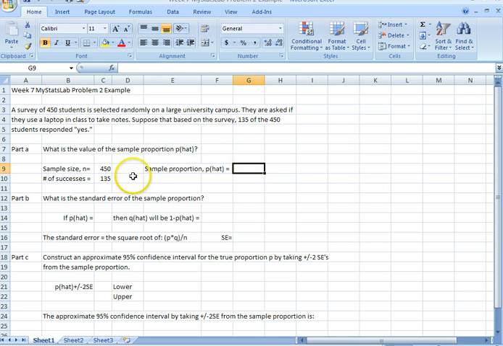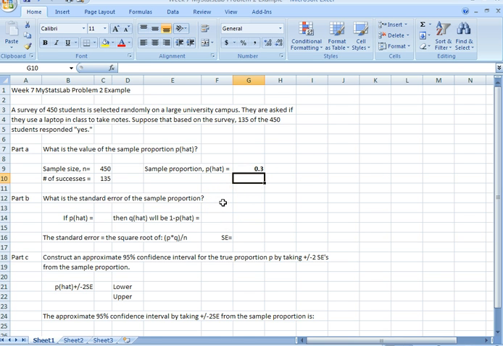And for this, we need to know the number of successes, 135, and our sample size, which we have here at 450. So to find the sample proportion, or p hat, we simply take the number of successes divided by our sample size, hit enter, and there we have it. So the sample proportion, p hat, is 0.3, 30%.